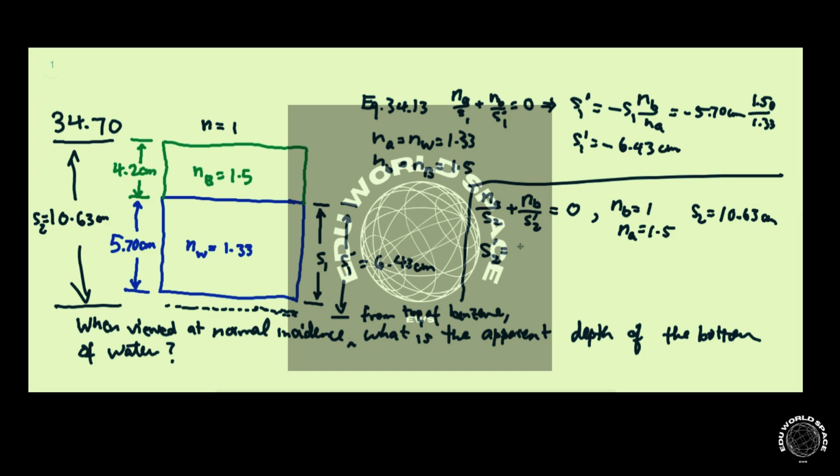So if I use the same equation here, but replace S1 by S2, then I have S2 prime is equal to minus S2 times Nb over Na. Keep in mind we have new values for Nb and Na. So then I have minus, sorry, I'm missing a negative sign, 10.63 centimeters times Nb, which is 1, divided by 1.5, which gives me negative 7.09 centimeters. So that is the apparent depth of the bottom of the water when viewed at normal incidence from the top of the benzene layer.